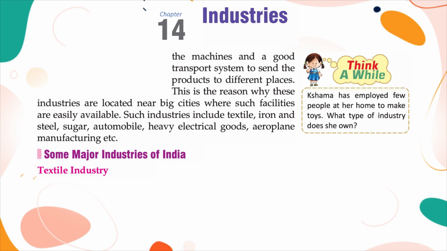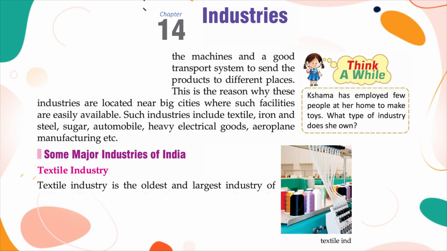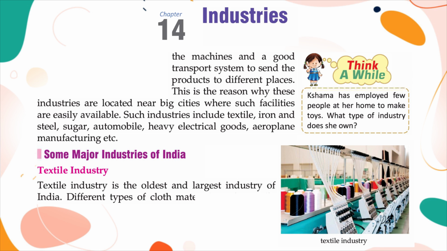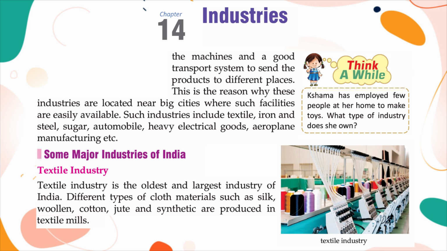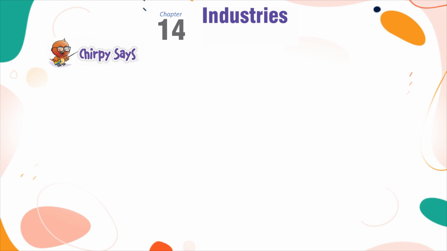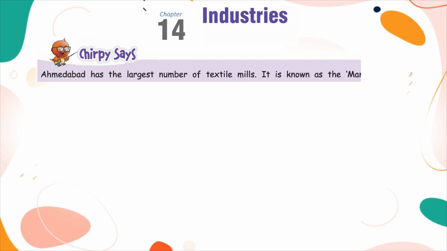Textile industry. Textile industry is the oldest and largest industry of India. Different types of cloth materials such as silk, woolen, cotton, jute and synthetic are produced in textile mills. Chirpy says, Ahmedabad has the largest number of textile mills. It is known as the Manchester of Gujarat.